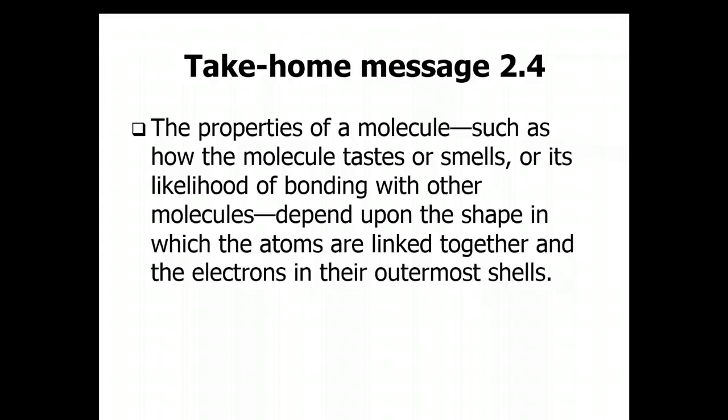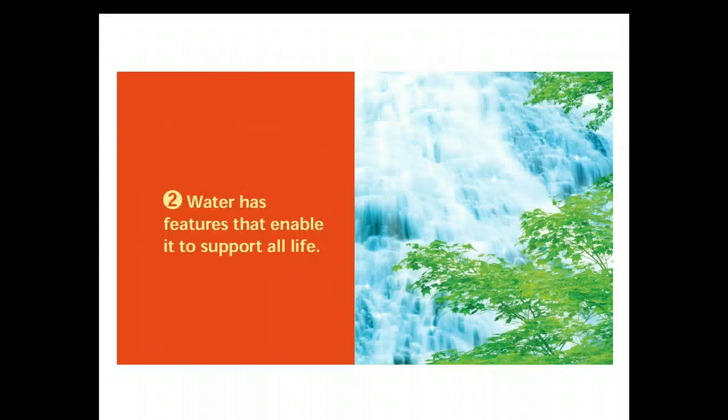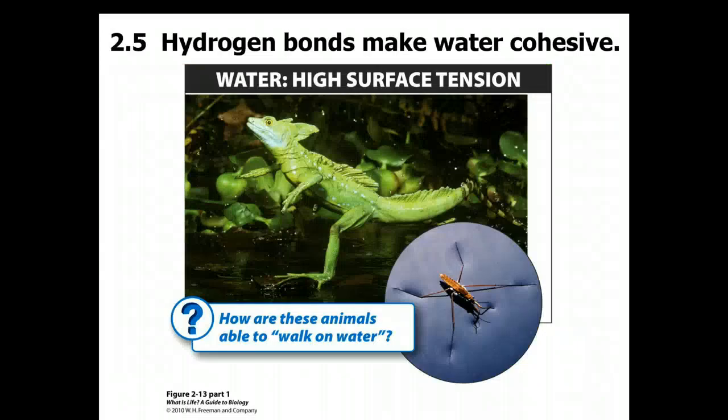Okay, so that should be pretty straightforward. Water has features that enable it to support all life. I told you it was the universal solvent. Water has a high surface tension. So here's a little insect that can literally float on the surface, and because of the hydrogen attraction between the water molecules, this particular insect has hydrophobic regions, or regions that do not like water, and because it's stretched out over a long surface area, that's why the insect doesn't sink.